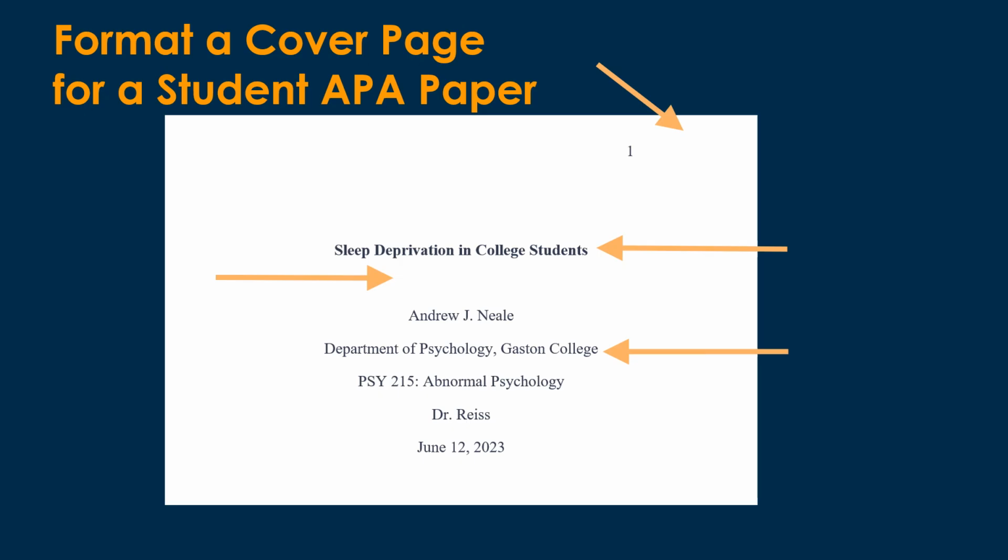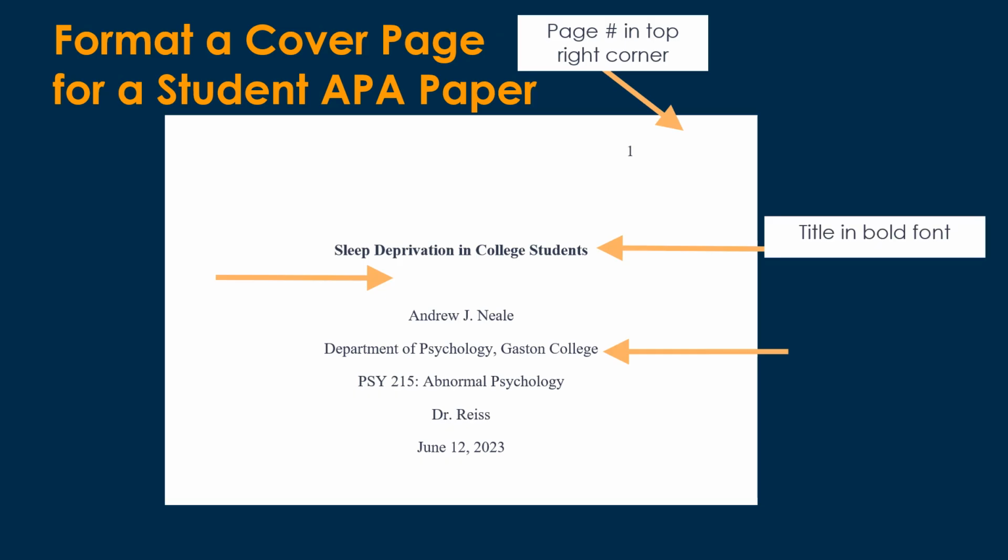First, we will cover formatting, both for student and professional APA style papers. APA style papers feature a cover or title page. Shown here is an example of a cover page for a student essay. The page number goes in the upper right corner and should be in the same font as the rest of the cover page and essay. Once you have inserted the page number, it should appear on every page of the document.